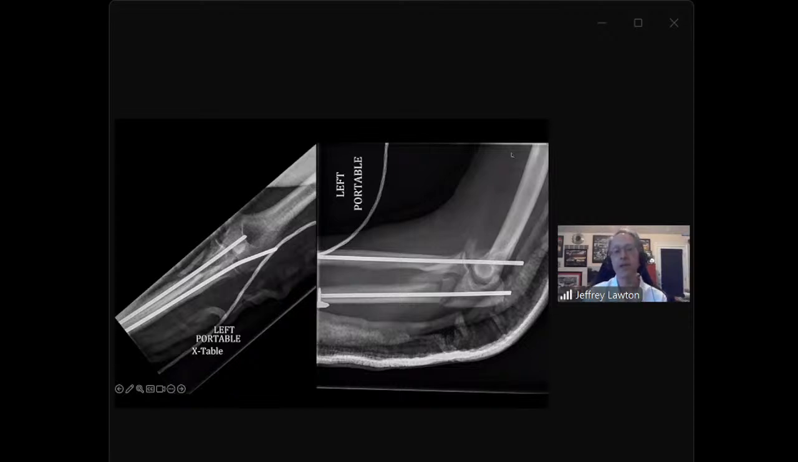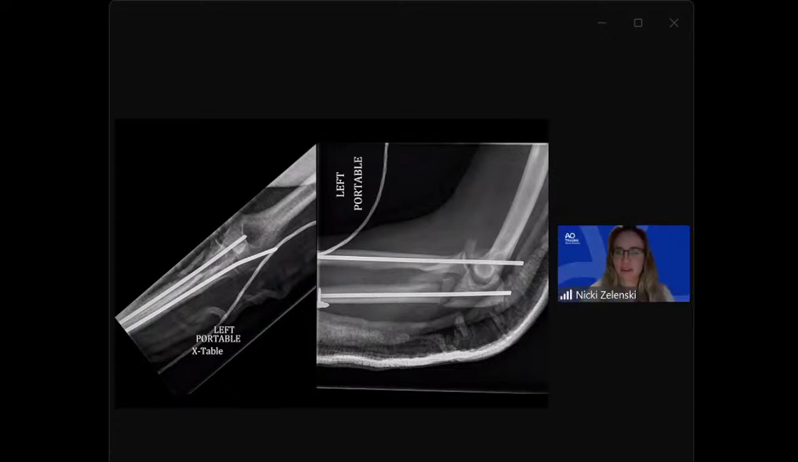An X-fix I think is great. An X-fix probably wouldn't hold that radiocapitellar joint reduced. So I think an X-fix might protect your sort of silver arrow, your Steinman pin there. But letting the soft tissue mature is probably where I would go. Nikki? I have more questions than answers.